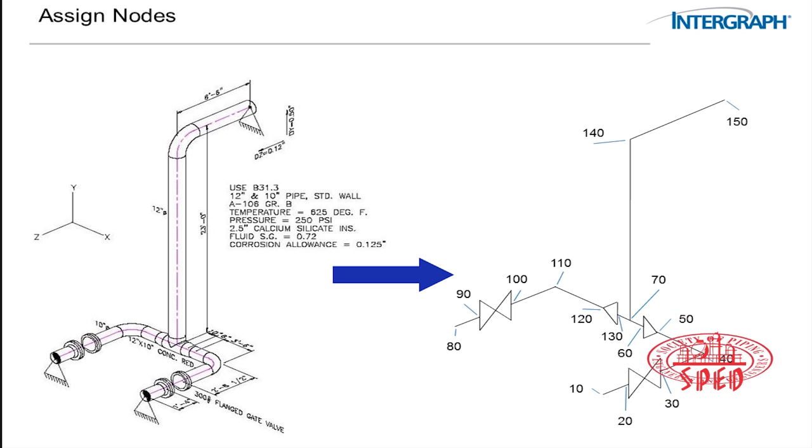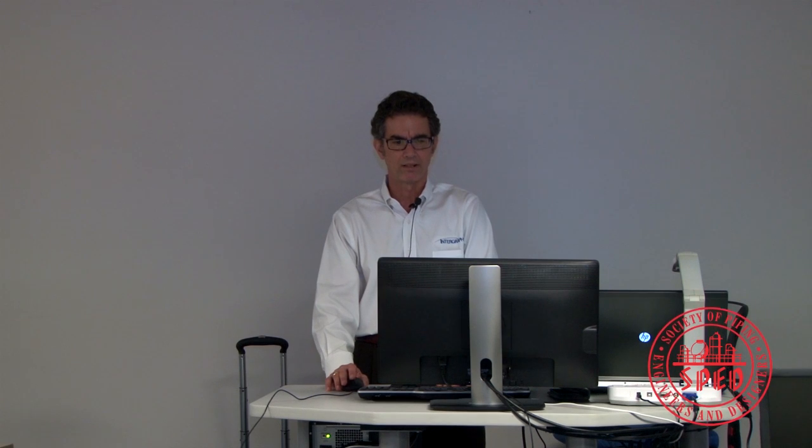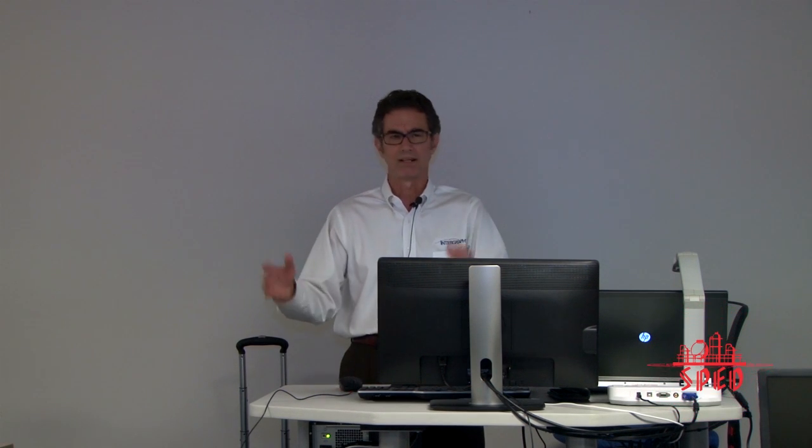So I'm going to have an element from 10 to 20. It's going to be 10-inch pipe, 1 foot 4 inches long in the negative Z direction at that temperature and pressure. Then 20 to 30 is the valve, 30 to 40 is the pipe to the elbow, and so on. So we just put these node numbers at the end of every element, and that's our model. That's what we're going to analyze, okay?